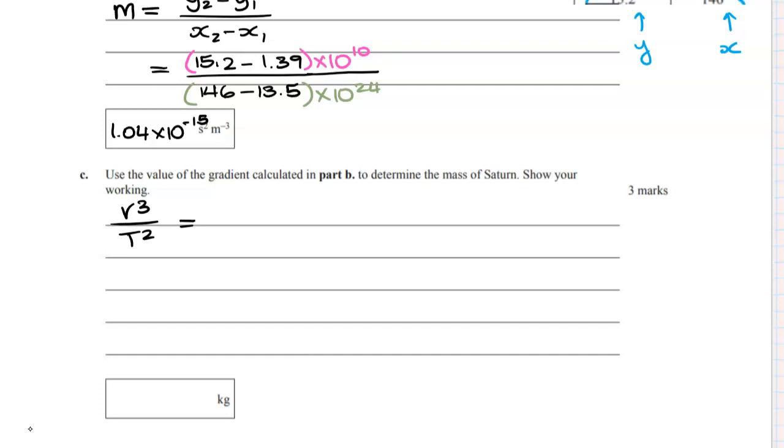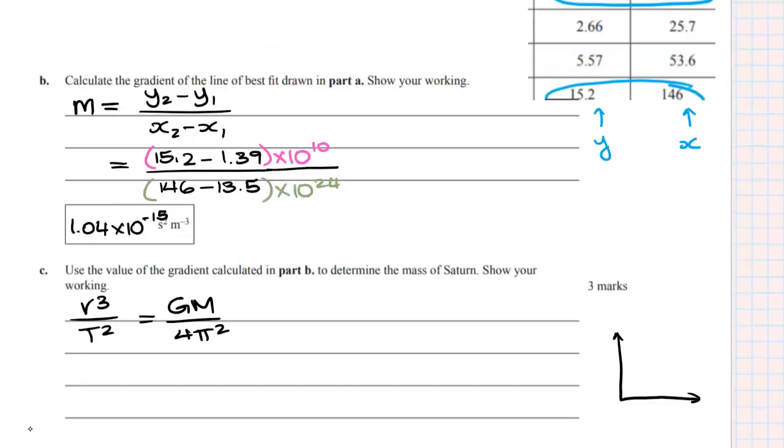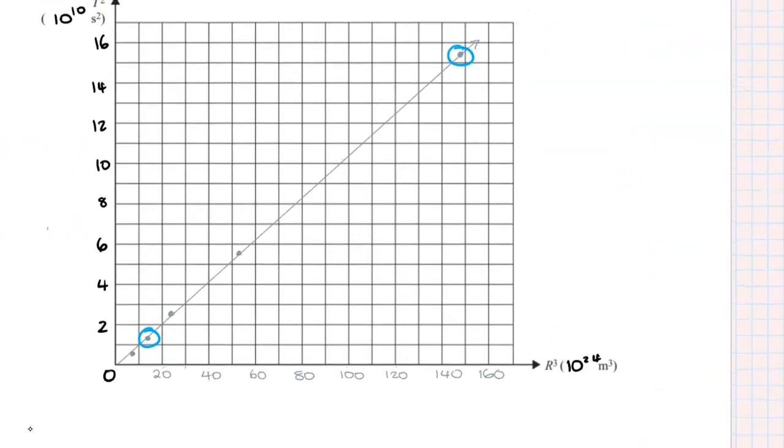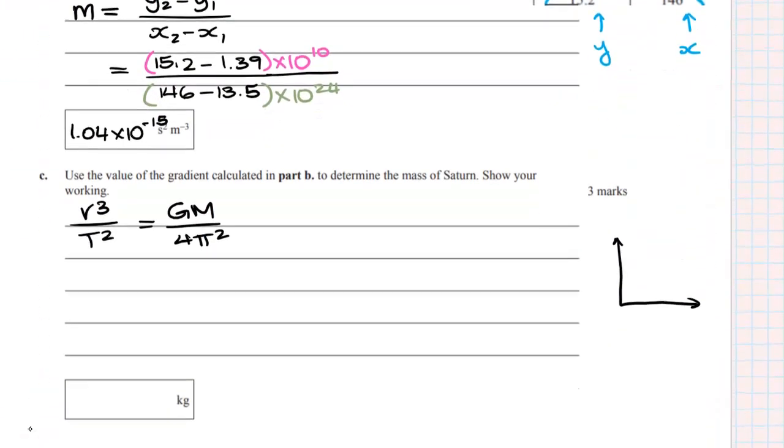And we previously learned during our discussion of Kepler's laws earlier on in this video, r cubed over t squared was equal to GM on 4 pi squared. Now, we noticed when we did our graph, what were we actually graphing? Let's look back. We had t squared on the vertical axis and r cubed on the horizontal axis.